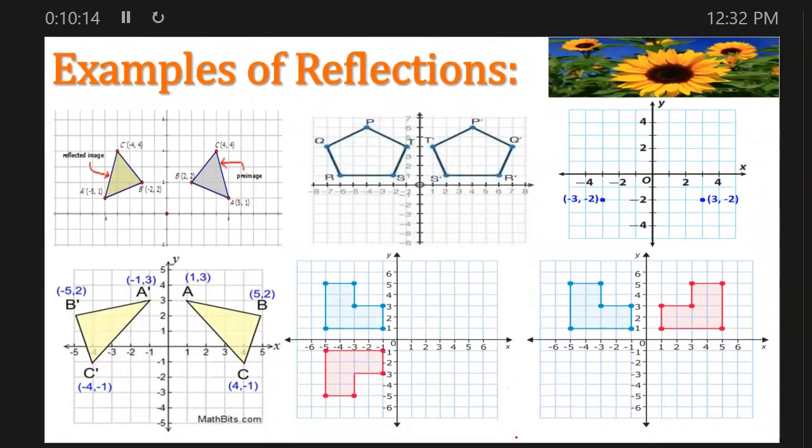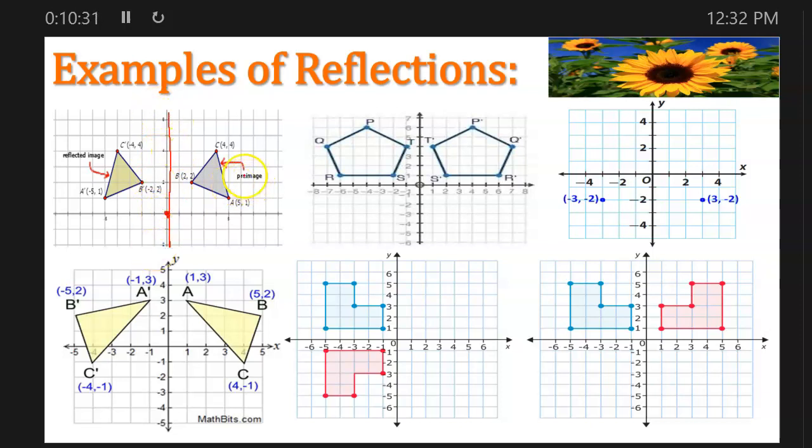So here's some examples of some reflections that have already been performed. So here we have a pre-image, the gray triangle, and then this reflected image. And it looks to me like it reflected over this middle line here, the y-axis. So here's your origin.